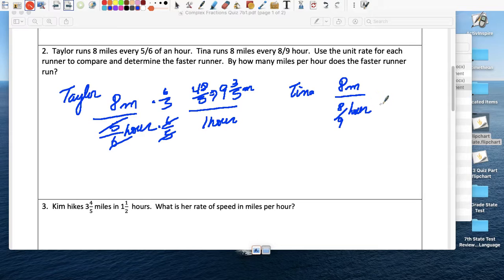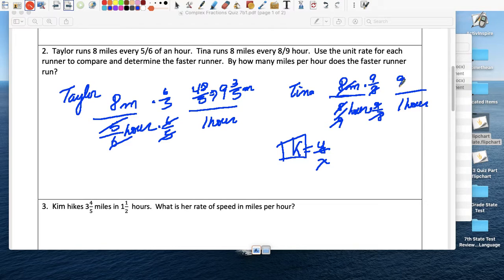And then Tina, same thing. You want to change that to a unit rate. Divide both top and bottom by 8/9, right? Since this is proportional, remember, and we'll talk a little bit more in class, the concept of proportionality. You divide y by x, 8 divided by 8/9, which is the same thing as multiplying by the reciprocal. That simplifies to 1, and over here, that simplifies to 9 miles.